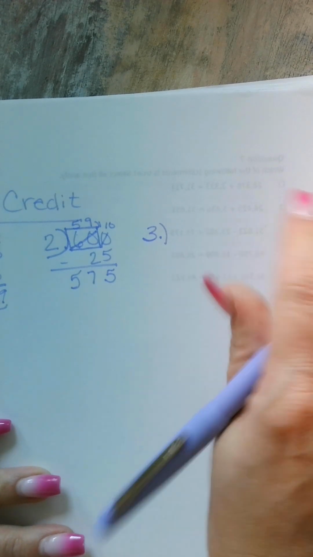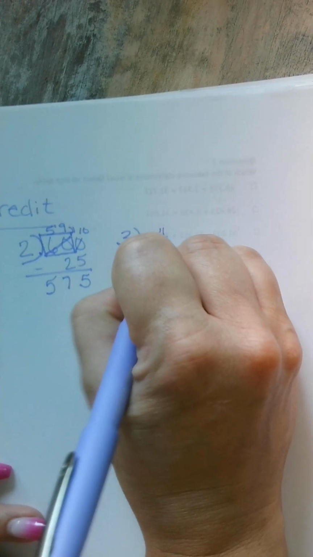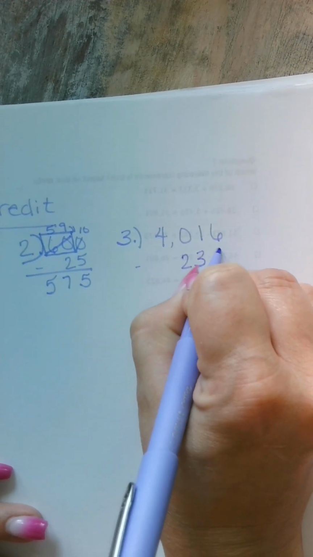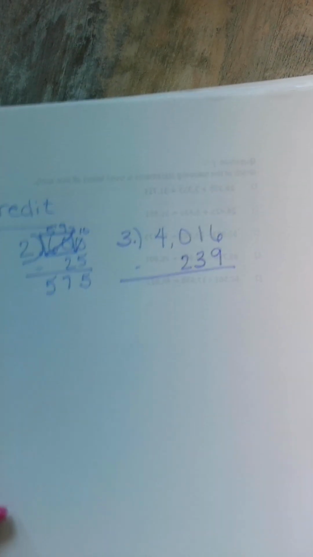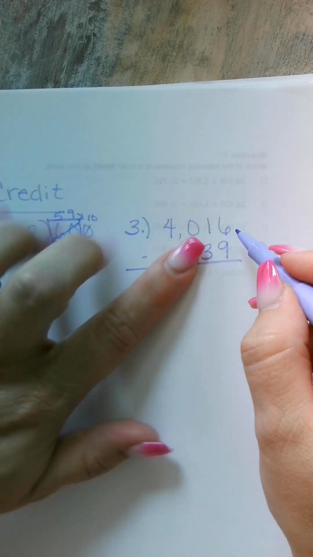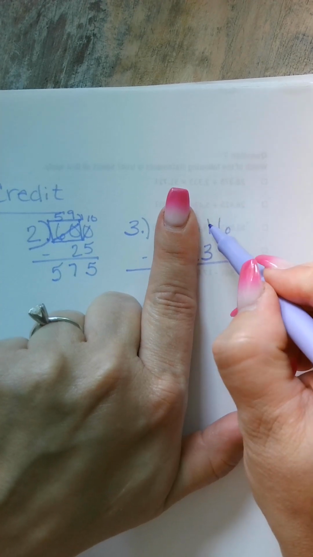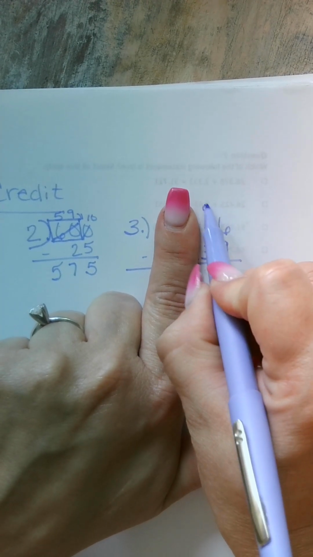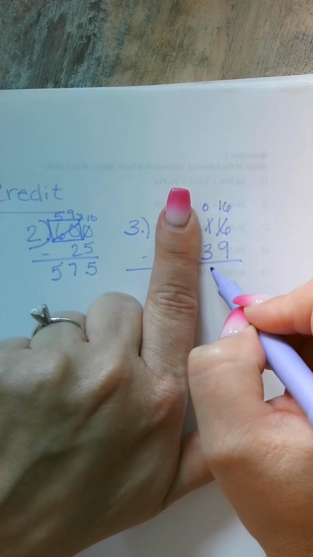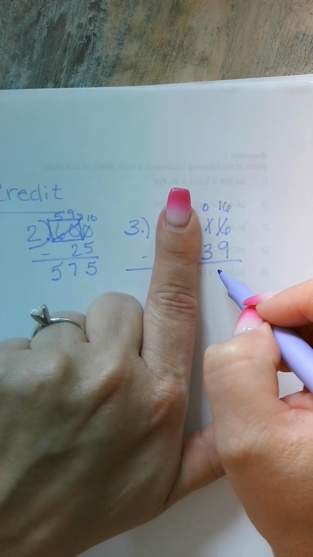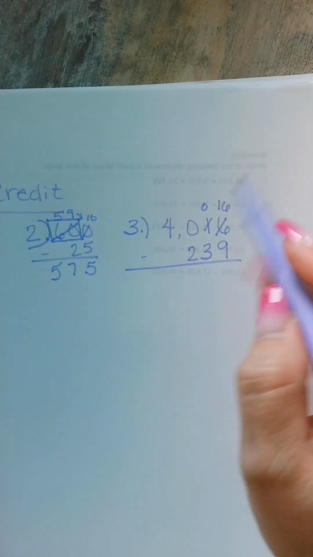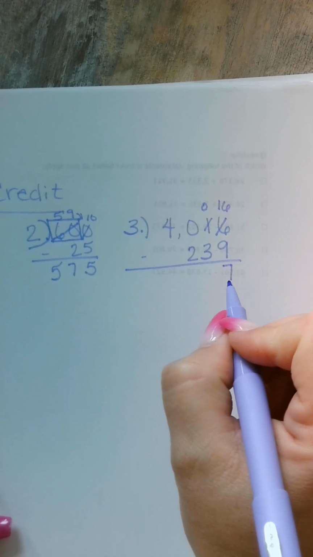Number 3. All right, so we're going to start in the ones place. 6 minus 9, we can't do it. So then we scooch on over. We're going to borrow from this, and that's going to leave us with nothing here. And it's going to give us 10 here. We don't worry about this place right here until it comes time. Right now, we're only worried about the ones place. So we're going to do 16 minus 9 is 7.